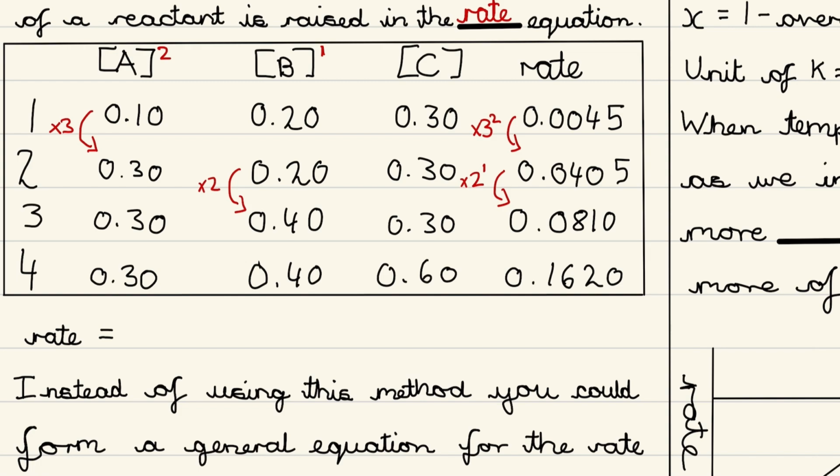for B. And then for C, I'm going to use experiments 3 and 4, and the concentration doubles and the rate also doubles, so then that's going to be an order of 1 as well. So for the rate equation, my rate is equal to k[A]^2[B][C].